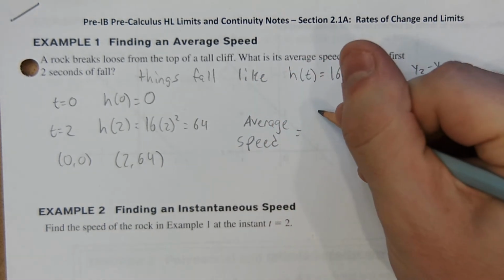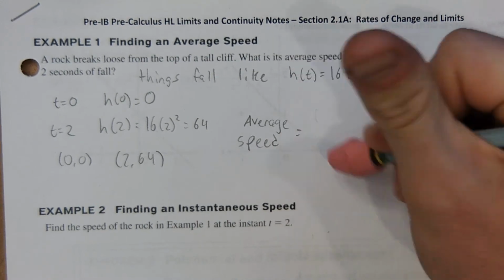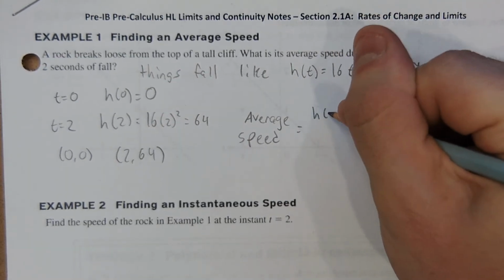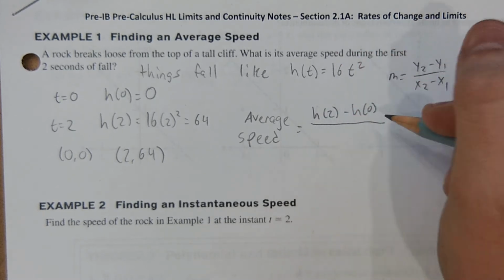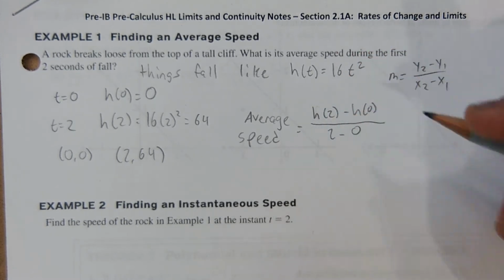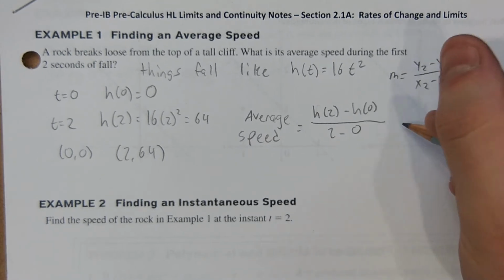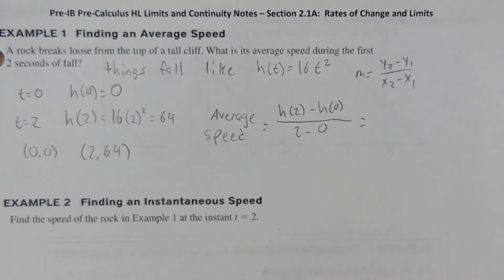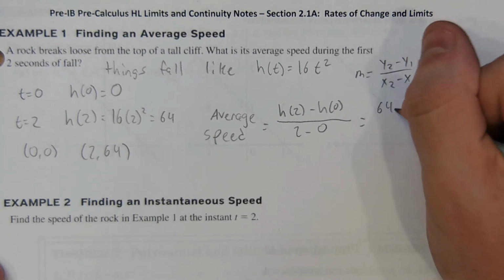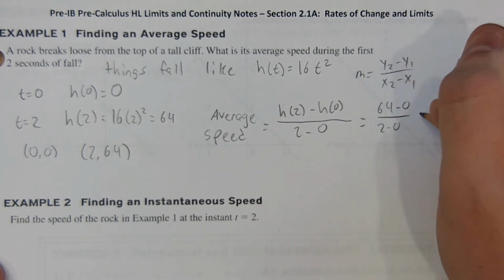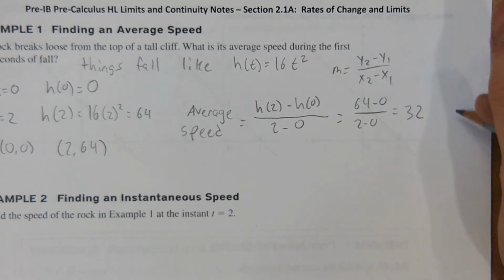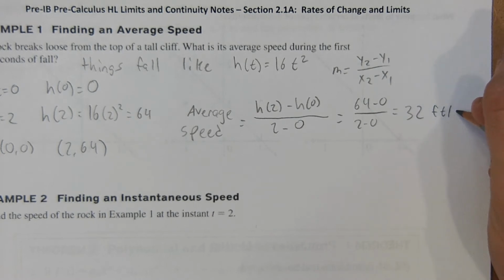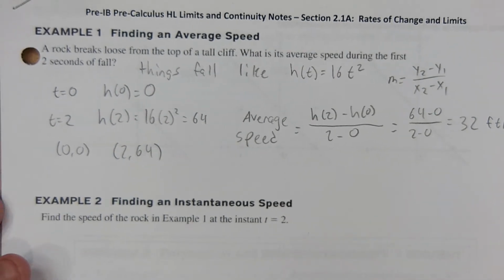So we have our average speed equals, oops, wrong variable, my apologies, h of 2 minus h of 0, this is y2 minus y1, over 2 minus 0, that's x2 minus x1, gives us 64 minus 0 over 2 minus 0, or 32. So our average speed was 32 feet per second. There we go. That's not that bad, right?